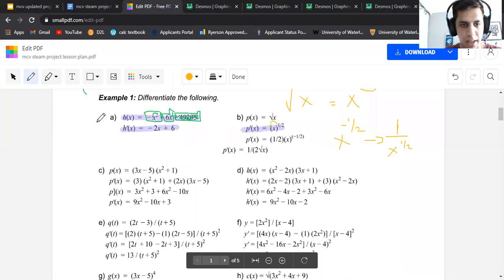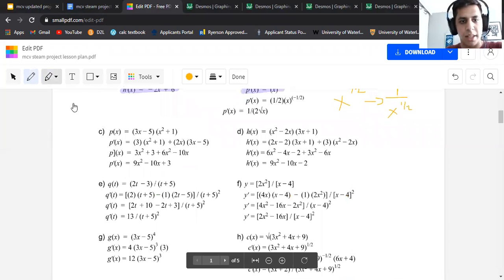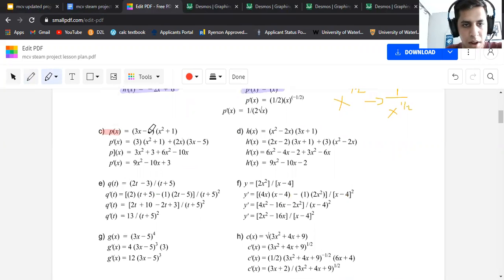examples right here. So for the first example, we have p of x is equal to 3x subtract 5 times x squared plus 1. So we just follow the steps, take the derivative of the first. So the derivative of this would just be 3, as we have right here, times the regular second function. So if this is p of x, this is f of x, if that helps you guys. And pardon my penmanship. And this is g of x.